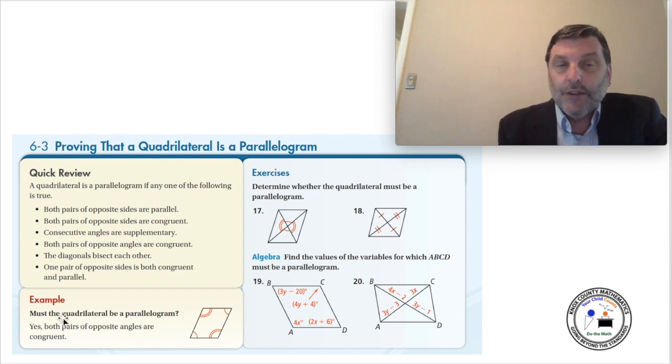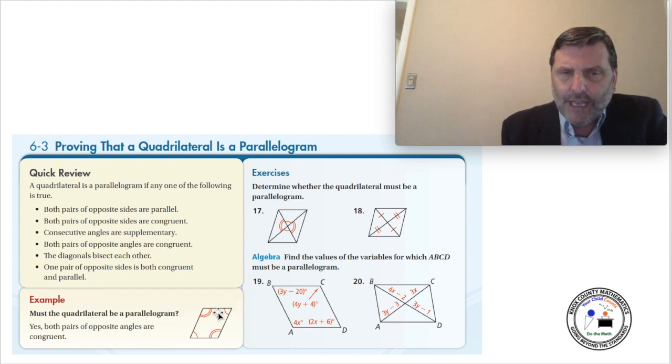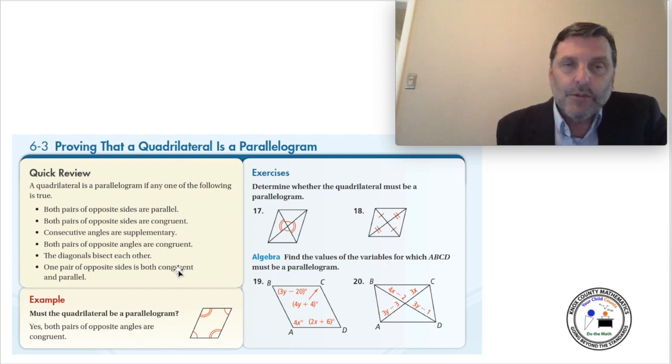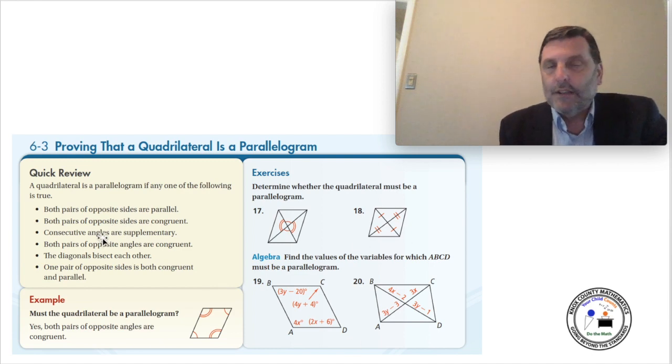So, for example, must this quadrilateral be a parallelogram? Look at what's given to us in this figure. These same marks say these opposite angles are congruent. Similar with these marks. So since that's the case, both pairs of opposite angles are congruent. Well, that's what we've got here. So this pair is congruent, and so is this one to each other. Therefore, it must be a parallelogram. Use that same concept with these rules over here. Keep in mind, it has to be just one of them.